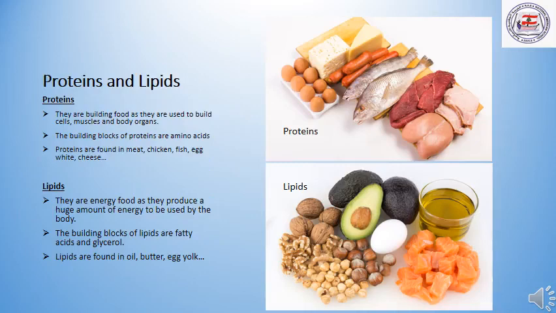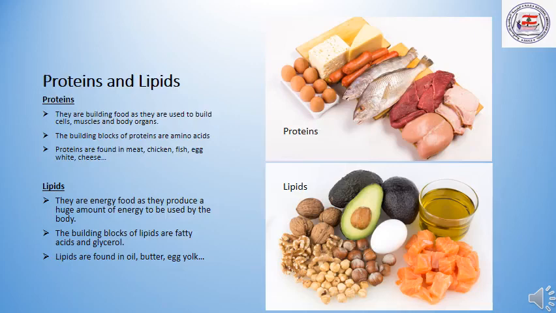Another type of organic matter is proteins. Proteins are building food as they are used to build cells, muscles, and body organs. The building blocks of proteins are the amino acids. Proteins are found in meat, chicken, fish, egg white, and cheese.